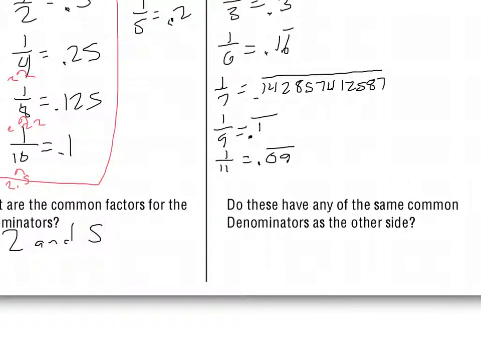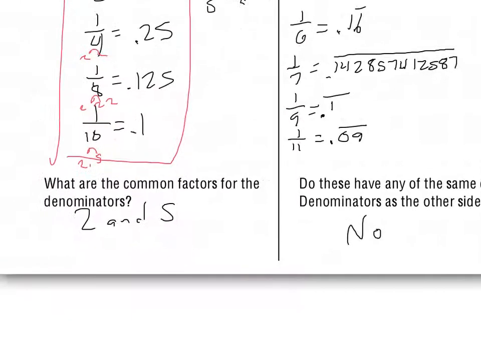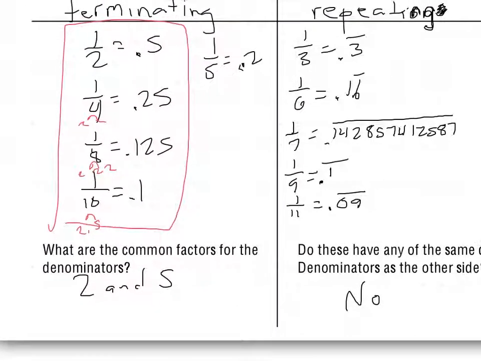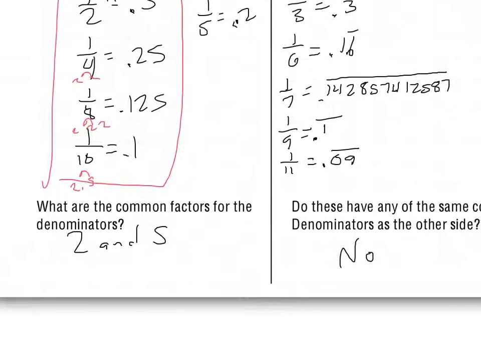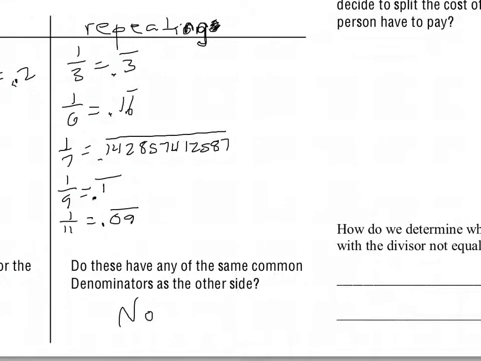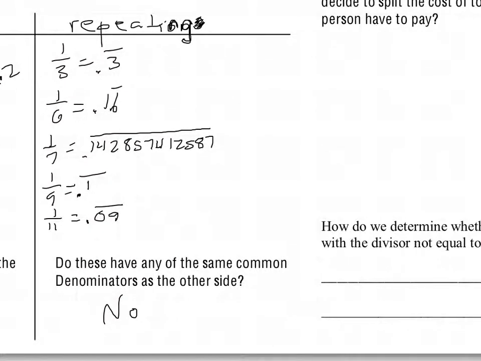Do any of these have the same common denominators as the other side? No. Okay, so none of these have 2 or 5. Alright, so what that actually tells us is we can go ahead and postulate that whenever we have a number, if the denominator has a factor of 2 or has a factor of 5, that means that it is going to be terminating. If it does not have a factor of 2 or 5, then it will be repeating.